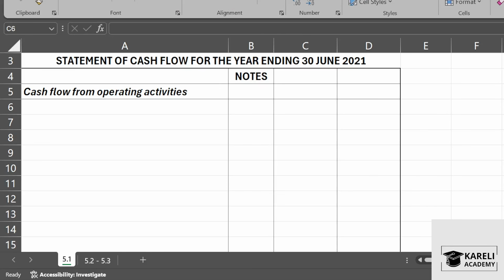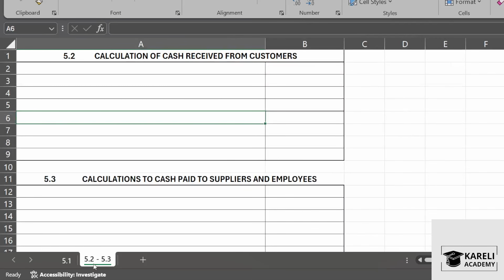5.1, there it is. We have the statement of cash flow for the year ending 30 June. Then we also have 5.2 and 5.3 calculations. That is calculation or notes for cash received from customers, as well as calculation to cash paid to suppliers and employees. We have those two.